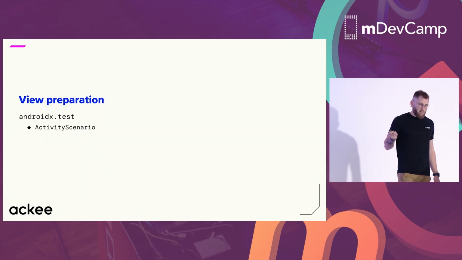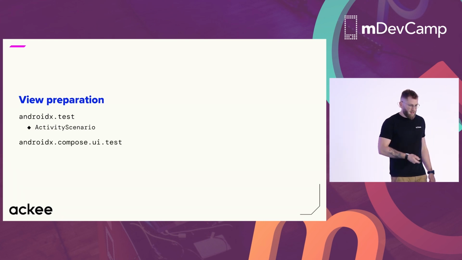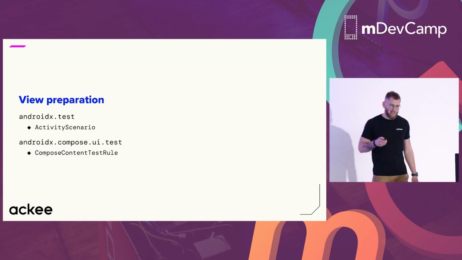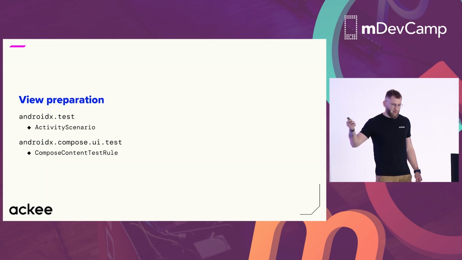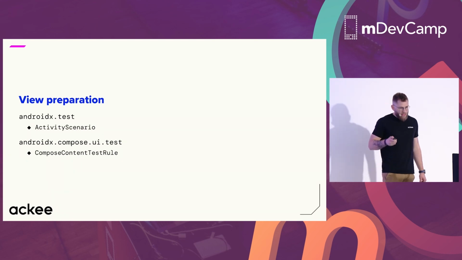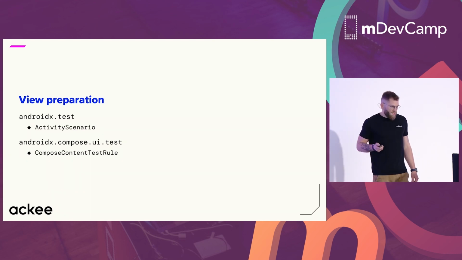Or lately with Compose, they introduced the androidx Compose UI test package, where we have the Compose content test rule, to which we can set our composable code, and then we can perform some assertions and so on. So let's take a look at a simple example.